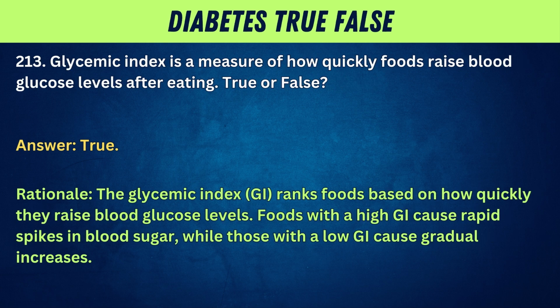213. Glycemic index is a measure of how quickly foods raise blood glucose levels after eating. True or false? Answer: true. Rationale: the glycemic index, GI, ranks foods based on how quickly they raise blood glucose levels. Foods with a high GI cause rapid spikes in blood sugar, while those with a low GI cause gradual increases.